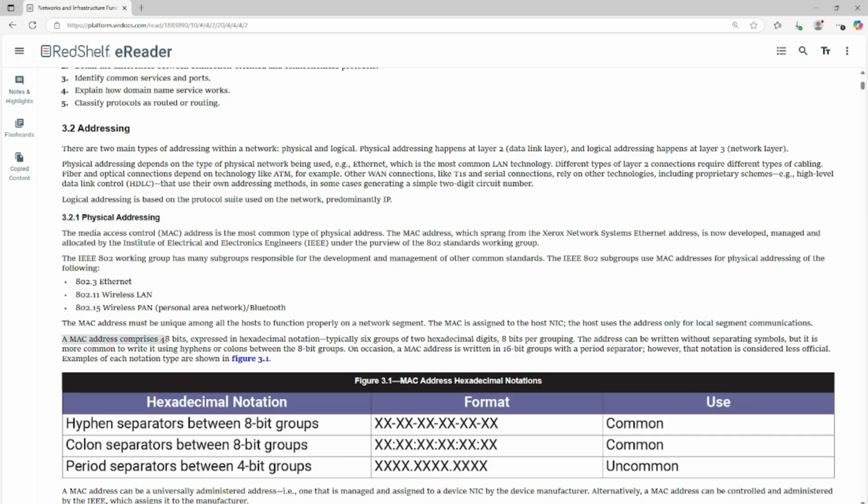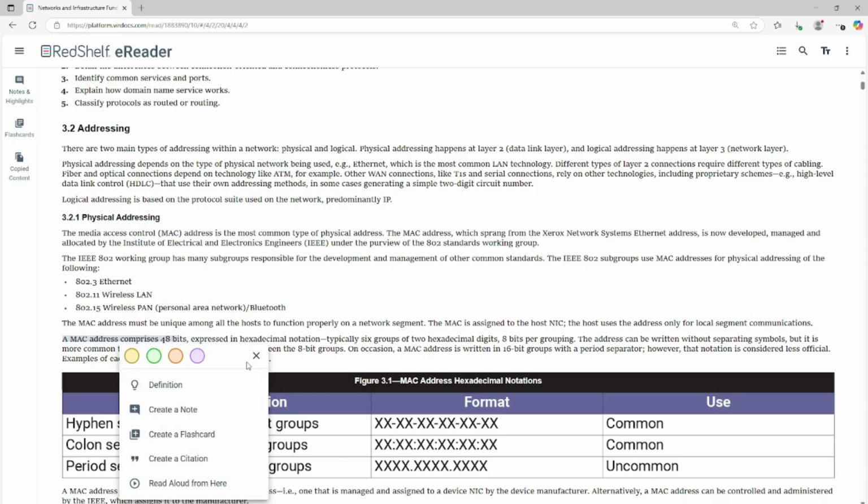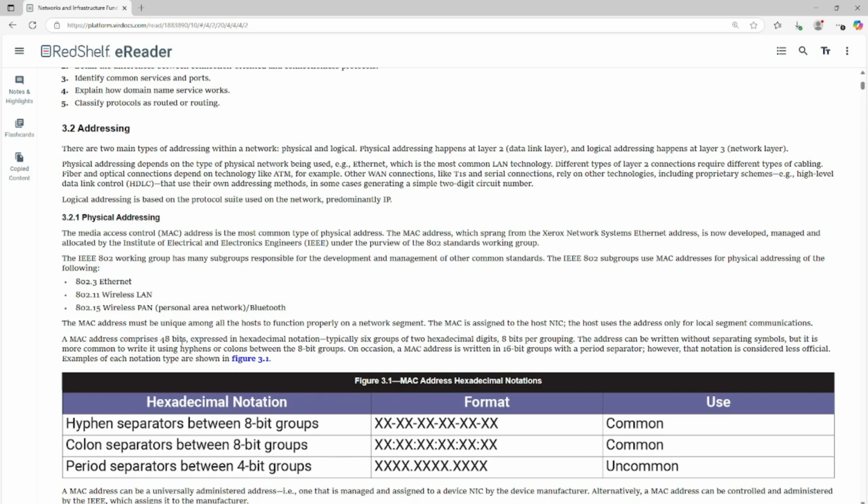The MAC address comprises 48 bits. Look at the diagram. 48 bits expressed in hexadecimal notation, typically 6 groups of 2 hexadecimal digits. You could see 1, 2, 3, 4, 5, 6. Each of these contains 8 bits, and if you multiply that, it gives you 48 bits. So 8 bits per grouping.